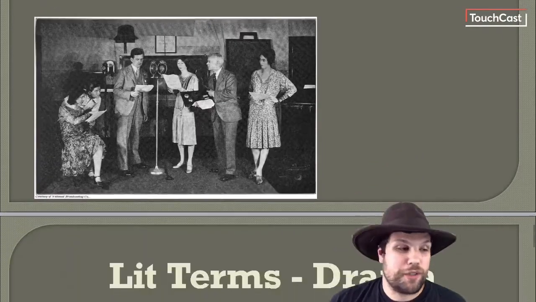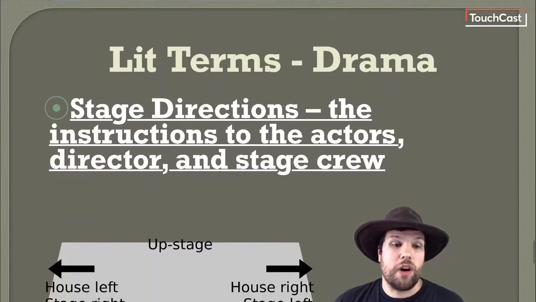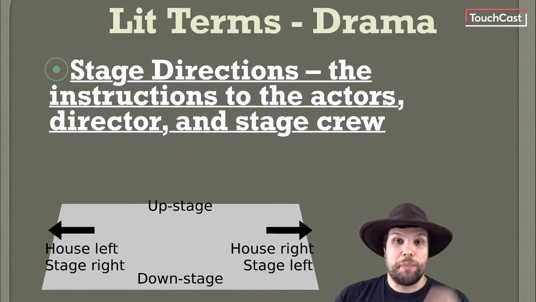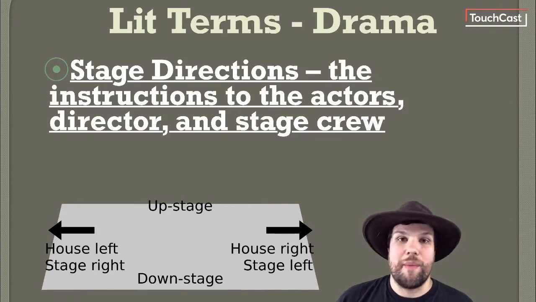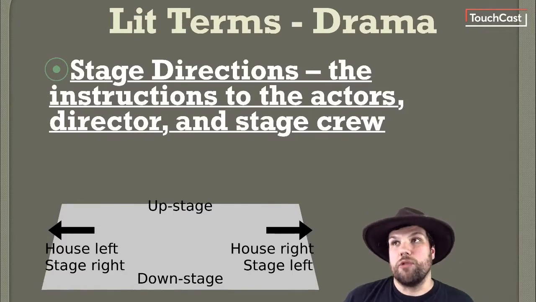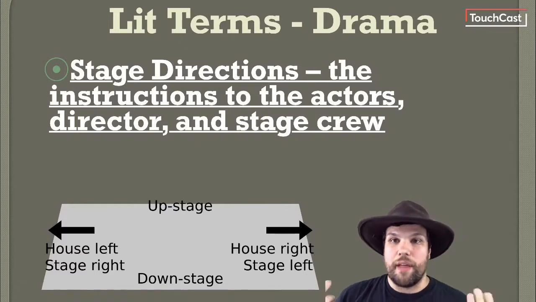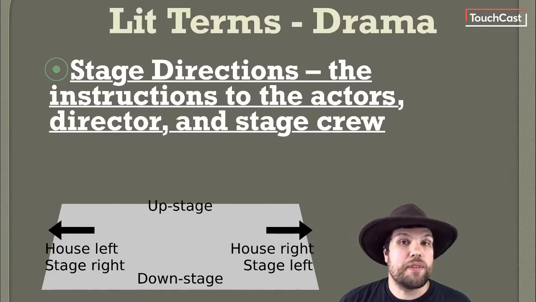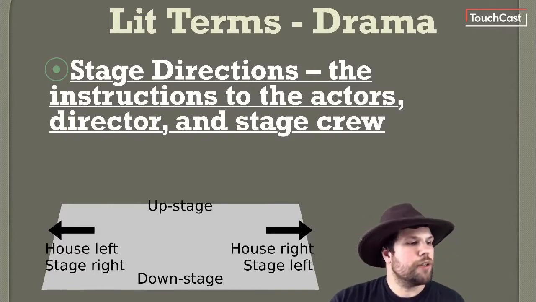Next, there's stage directions. Stage directions are the instructions to the actors, director, and stage crew. A lot of times these will appear in parentheses after an actor's lines. That'll tell them how to say something, or it'll give directions to the stage crew to bring down the curtain or turn off the lights. And sometimes it even gives directions about what to do with stage props and how to build sets for directors.